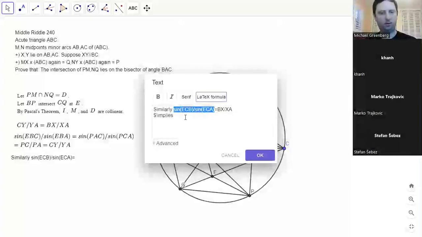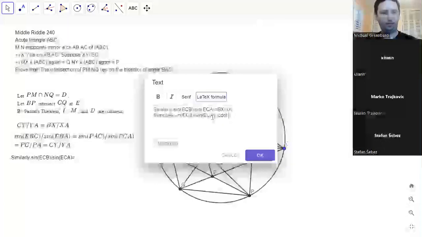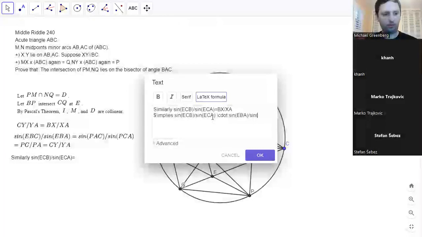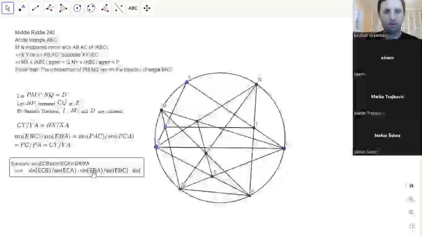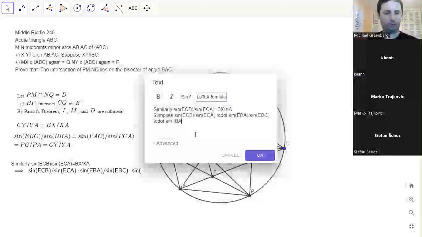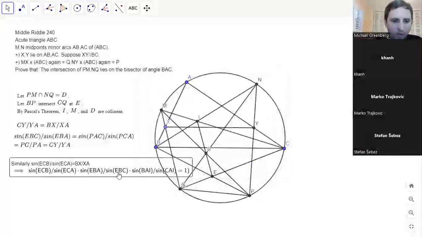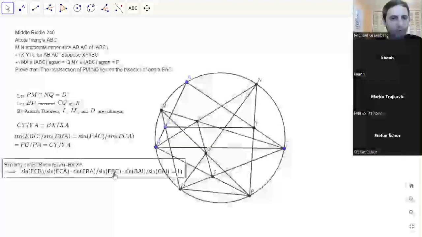this times EBC times sine of what is it? BAI over CAI equals 1. I don't know if, I'll just leave it like that for now.